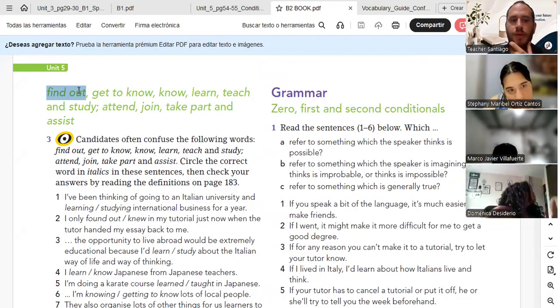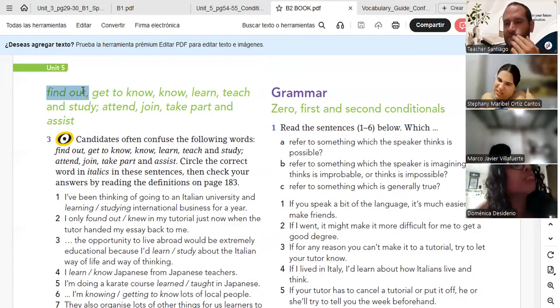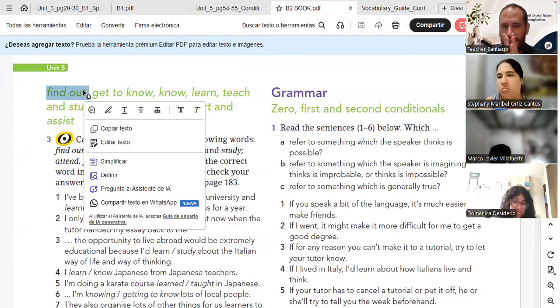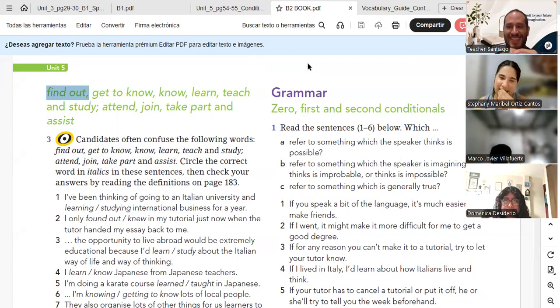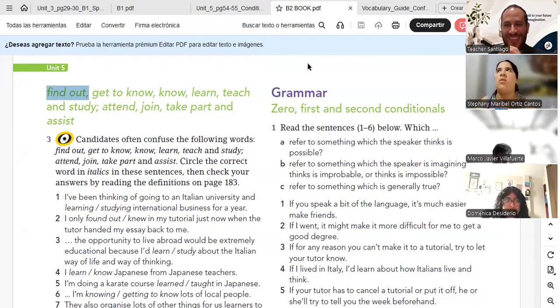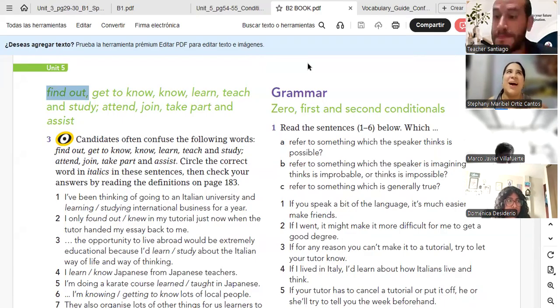So, guys, what is the meaning of find out? What is the meaning of find out? You know? Stephanie, do you know the meaning of find out? Es como de averiguar, no sé. ¿Puede ser así? Descubrir, descubrir. Thank you. Get to know.